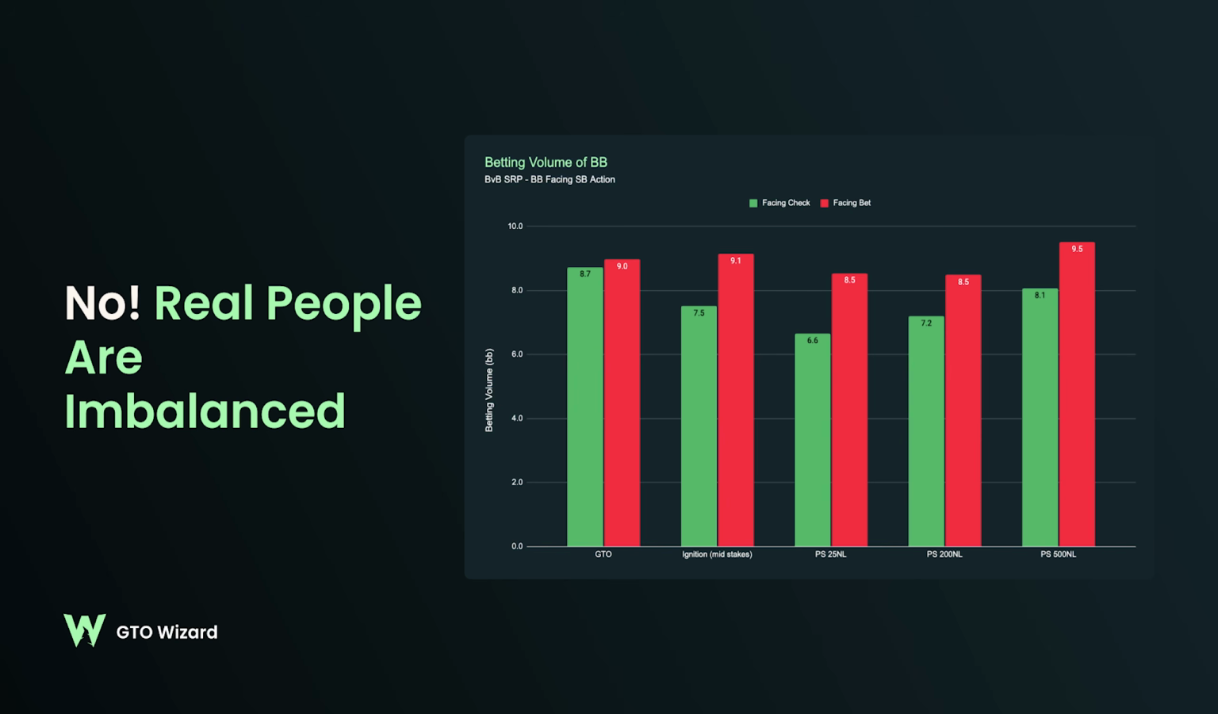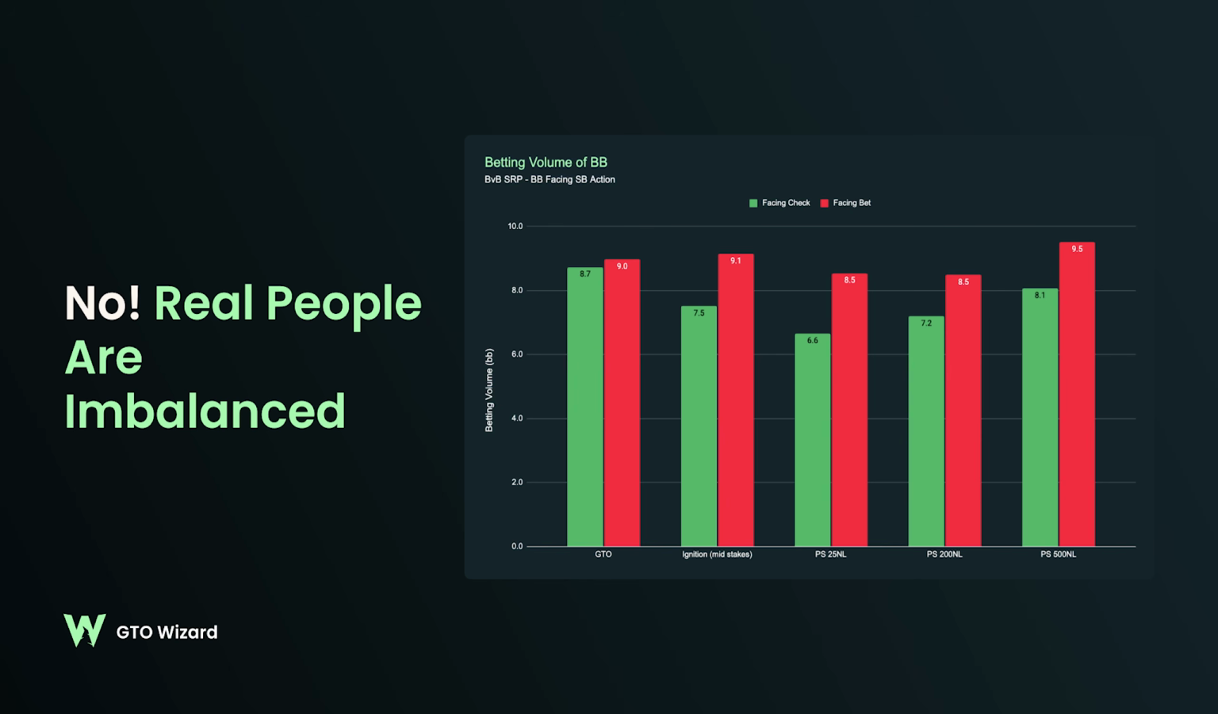Because what this means is that facing a check or a bet, Big Blind is putting in almost the same amount of money. However, if we go and measure actual real people data, let's say on Ignition or PokerStars, low stakes, mid stakes, 500 NL, you name it, that's not the case.